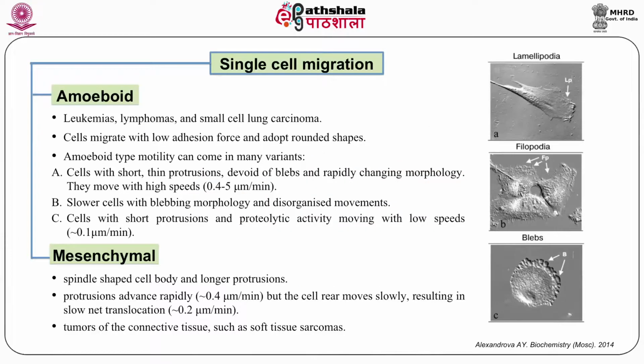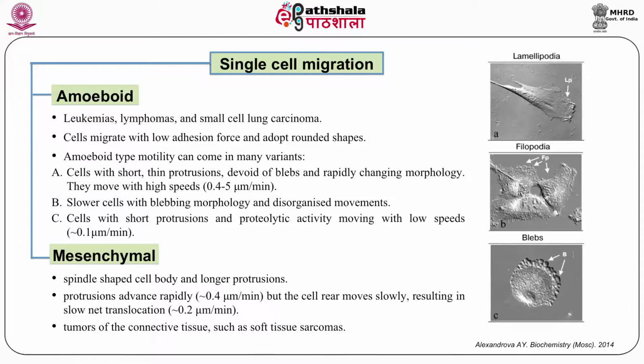So let's talk in detail about single cell migration, which is of two types, the amoeboid and the mesenchymal. Amoeboid type of single cell migration is seen in leukemias, lymphomas and small cell lung carcinoma. The cells migrate with low adhesion force and adopt a rounded shape. The amoeboid type motility can come in many variants. Cells with short thin protrusions, devoid of blebs and rapidly changing morphology, or slower cells with blebbing morphology and disorganized movements. They can also be found as cells with short protrusions and proteolytic activity moving with slow speeds.